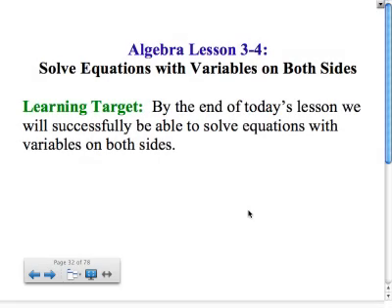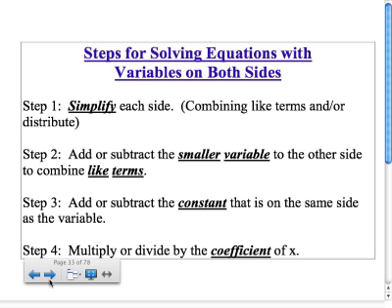In section 3.4, we're going to continue our discussion on solving equations. In particular, we're going to focus on solving equations that have variables on both sides. Okay, so same concepts, just a little bit more complicated. So step one is still going to be to simplify both sides.